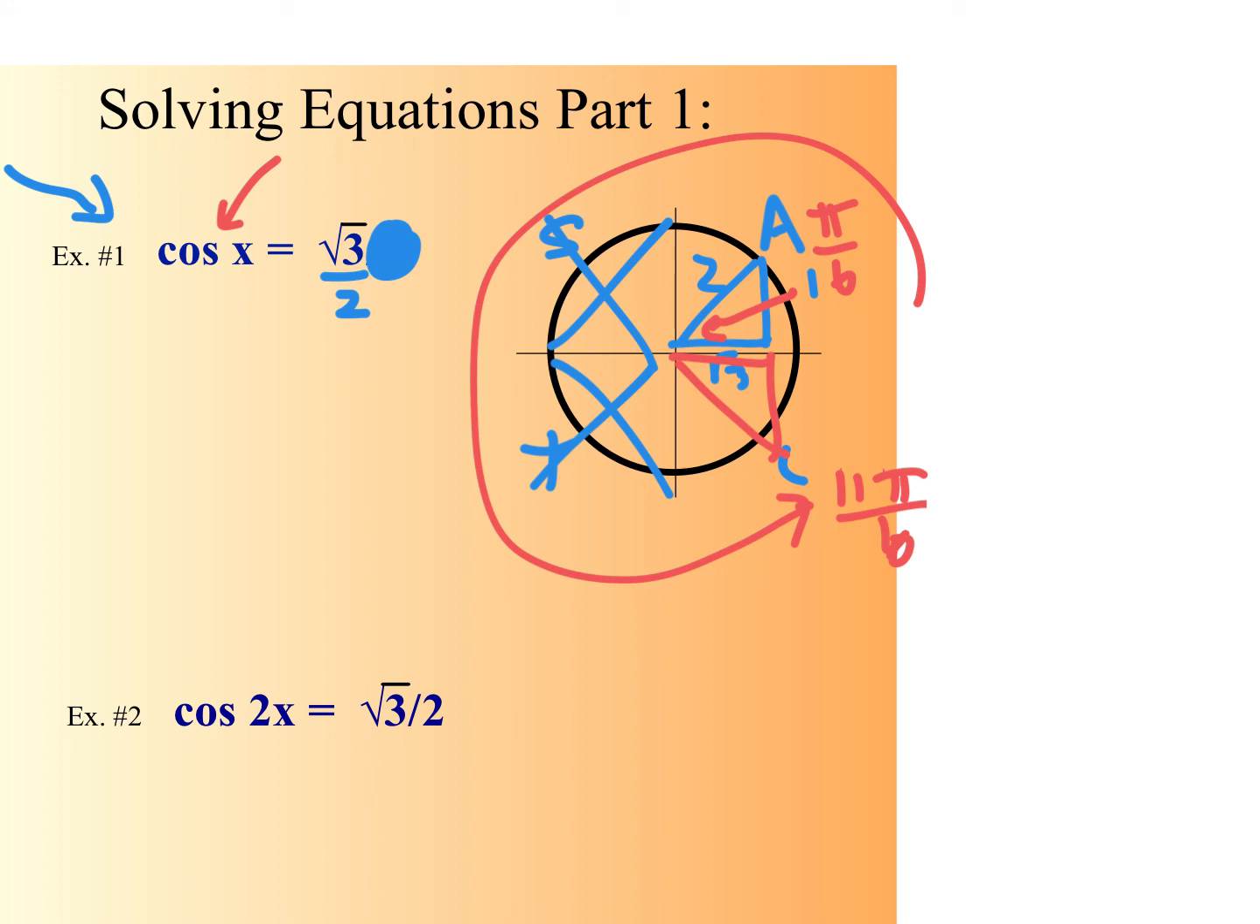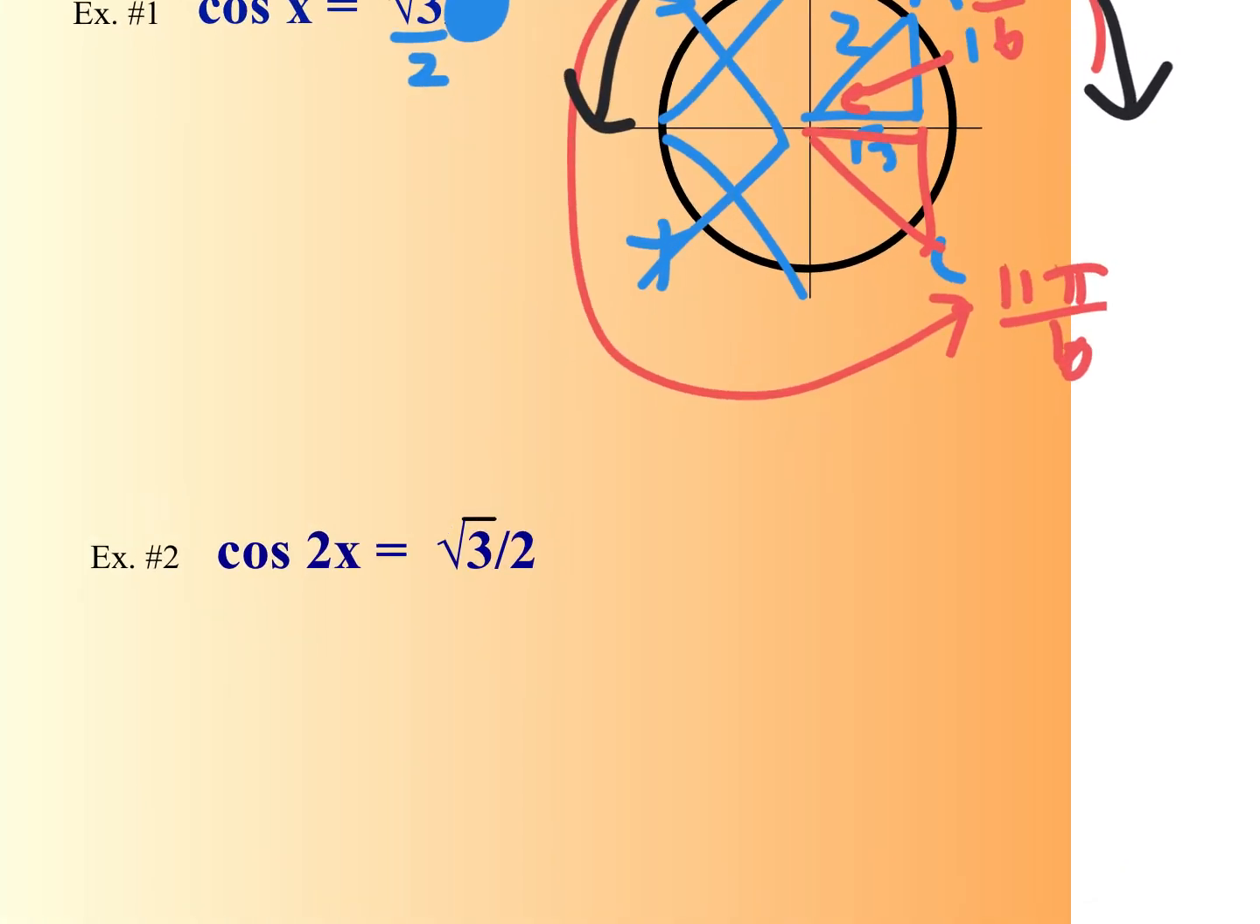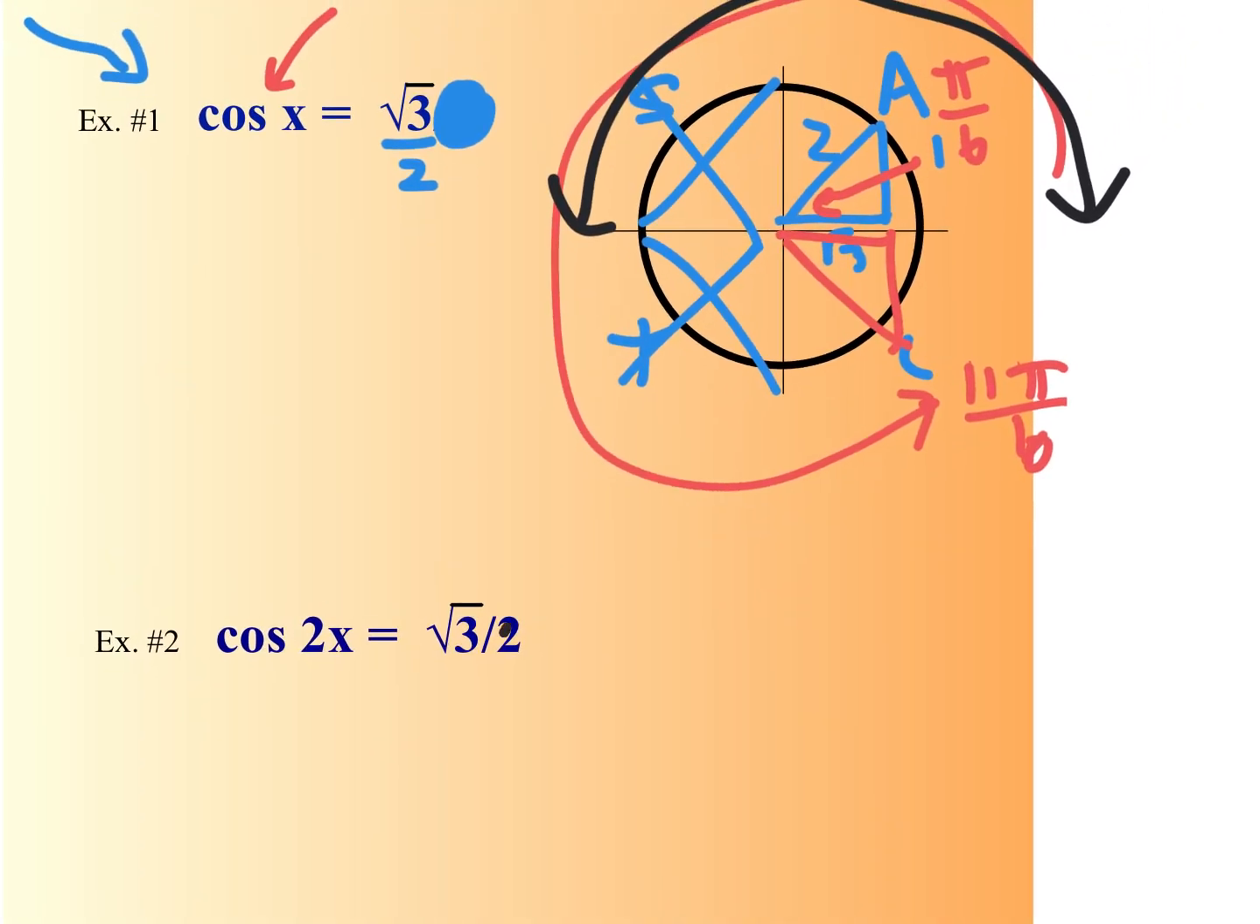Pi over 6. Inverse cosine would only have been allowed up here. And it's always the smaller of the two angles. If you have two angles to choose from and you're doing inverse trig, it's always the smaller one. It's the one that's going to be less than 90. Okay. So how is this different? Look at the problem. It's pretty much the same problem. It's just that there's a 2 there.